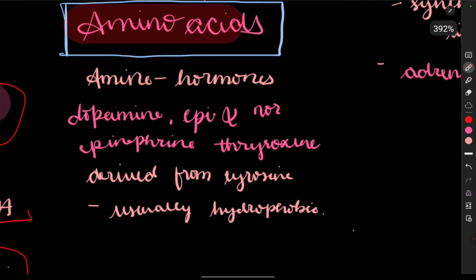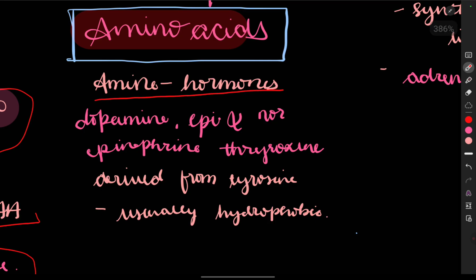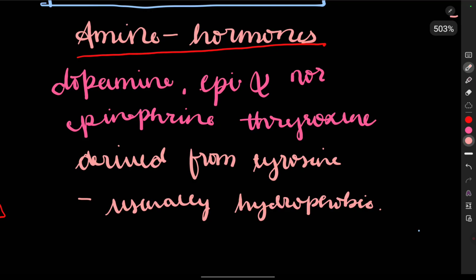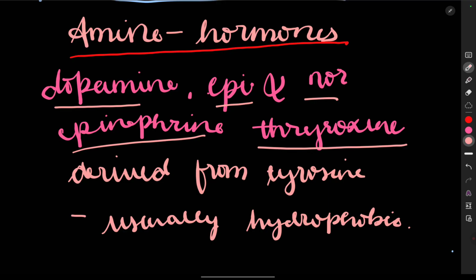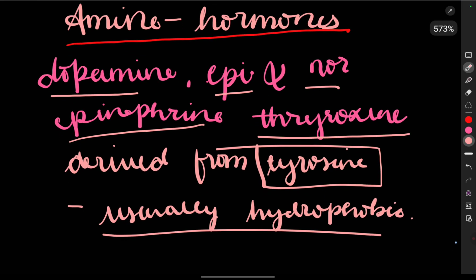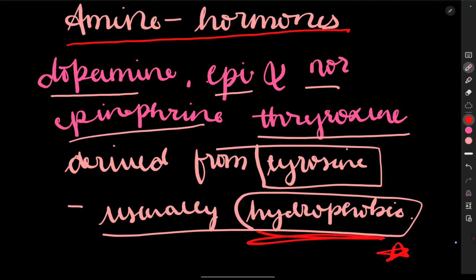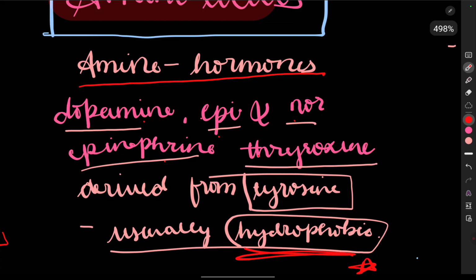Now for the amino acid hormones, they are also called the amine hormones, and most of them are derived from a single amino acid. So we have dopamine, epinephrine and norepinephrine, and thyroxine, derived from tyrosine. They are usually hydrophobic. One important thing that you have to remember and mark down: dopamine, epinephrine and norepinephrine, and thyroxine. These are the amine hormones.